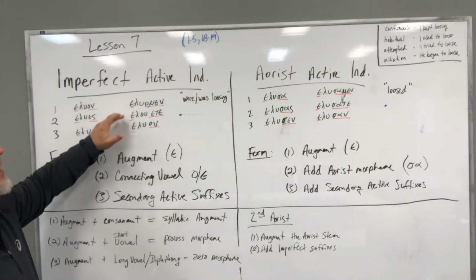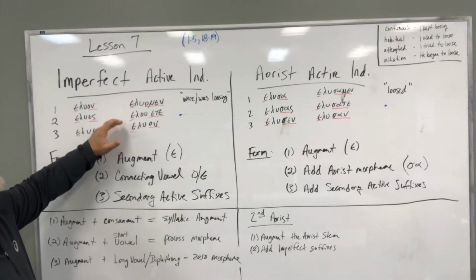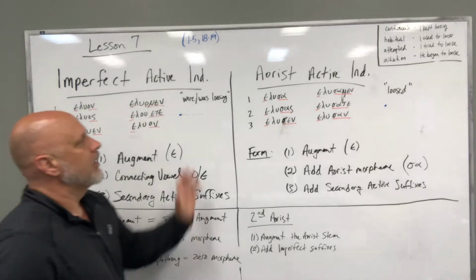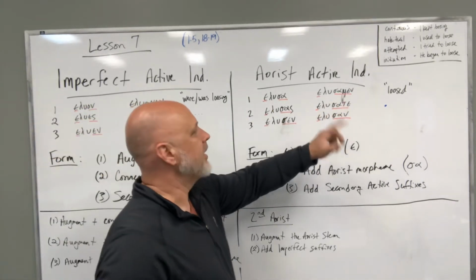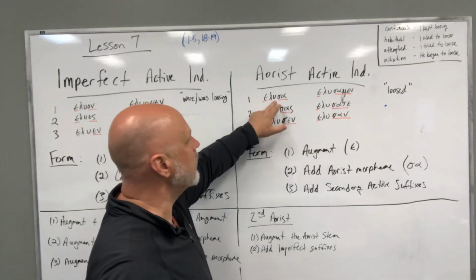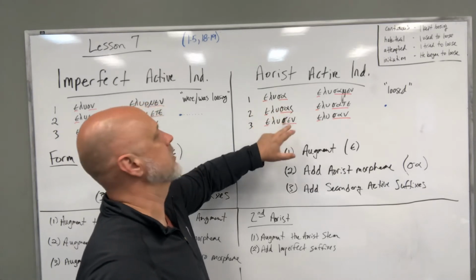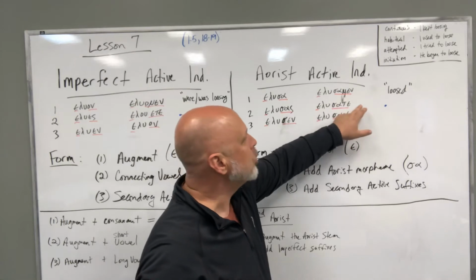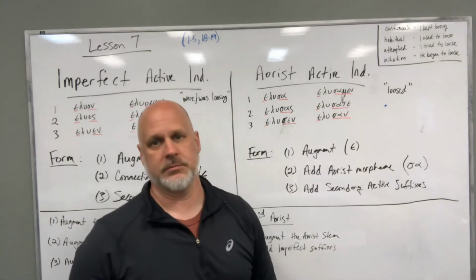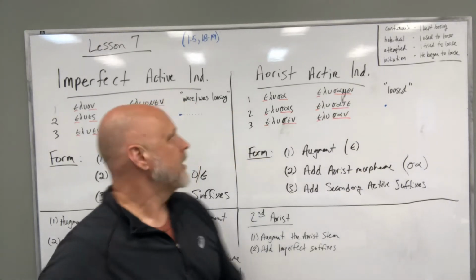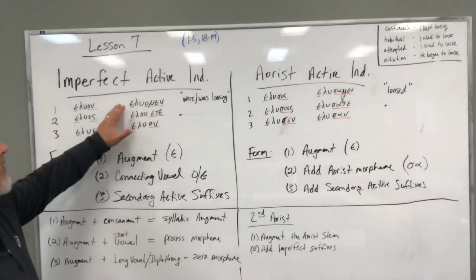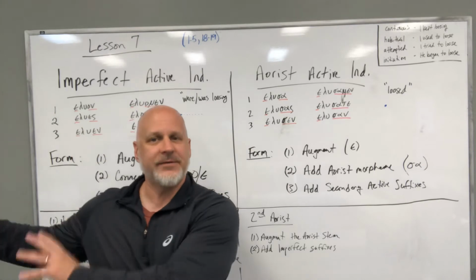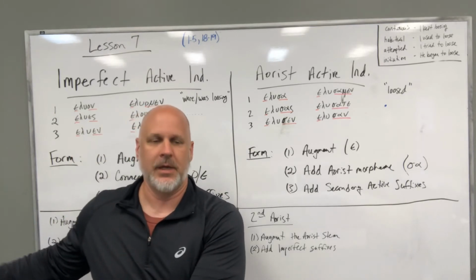We were loosing, you were loosing, they were loosing. Come over to aorist, and the aorist will be translated I loosed, you loosed, he, she, it loosed. We loosed, you loosed, they loosed. Okay? Now, the imperfect and the aorist both signify past tense.